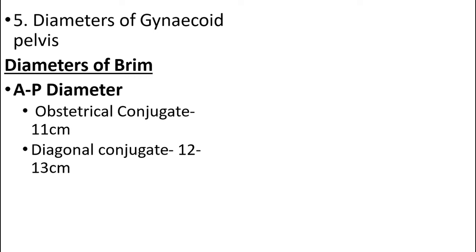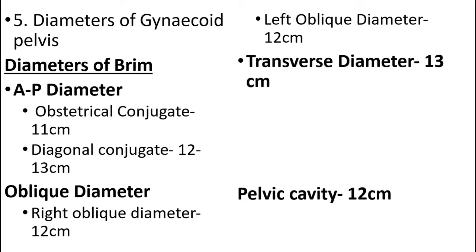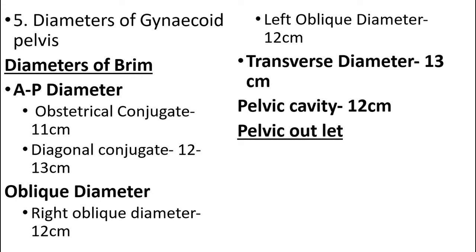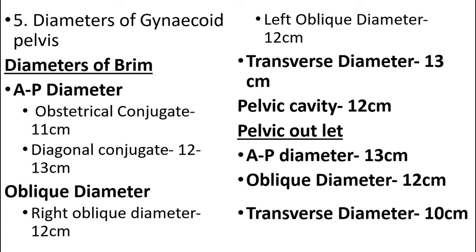Diameters of the gynecoid pelvis. The brim posterior diameter is 11, diagonal conjugate 12 to 13, right oblique is 12, left oblique is 12, transverse diameter is 13. Pelvic cavity is 12, pelvic outlet is 13 cm, and oblique diameter is 12 cm, and transverse is 10 cm.